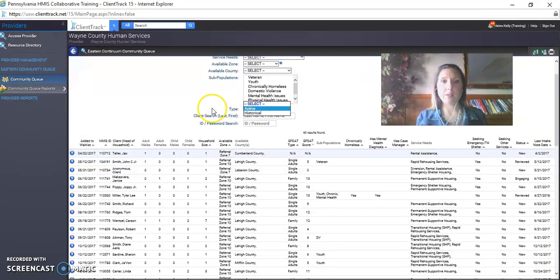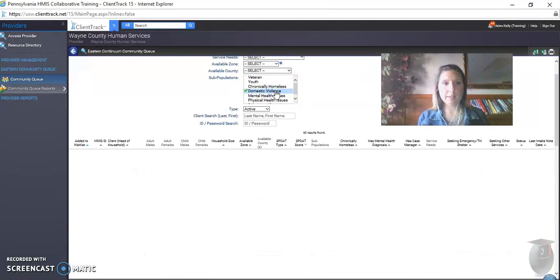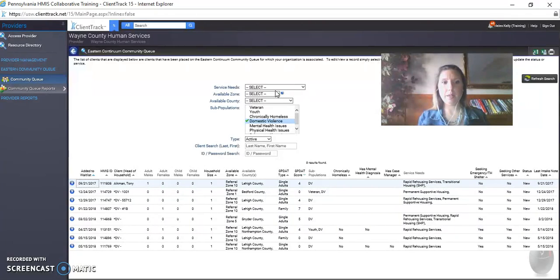Active is anyone that's currently looking for permanent housing options within the COC. Historical would be people that have been placed, they've been closed out either because they weren't homeless anymore, they self-resolved, whatever the case may be. I do want to point out that if you drill down to domestic violence, you're not going to see a whole lot of information for them.